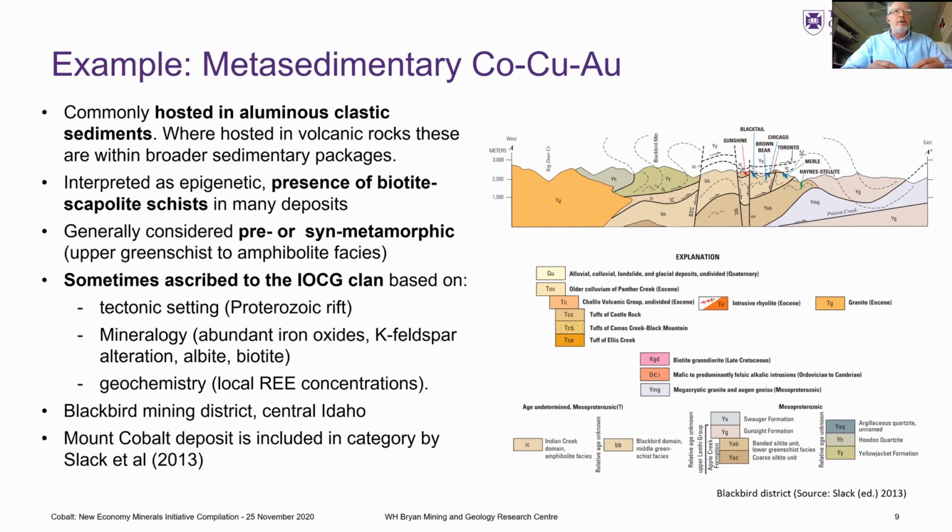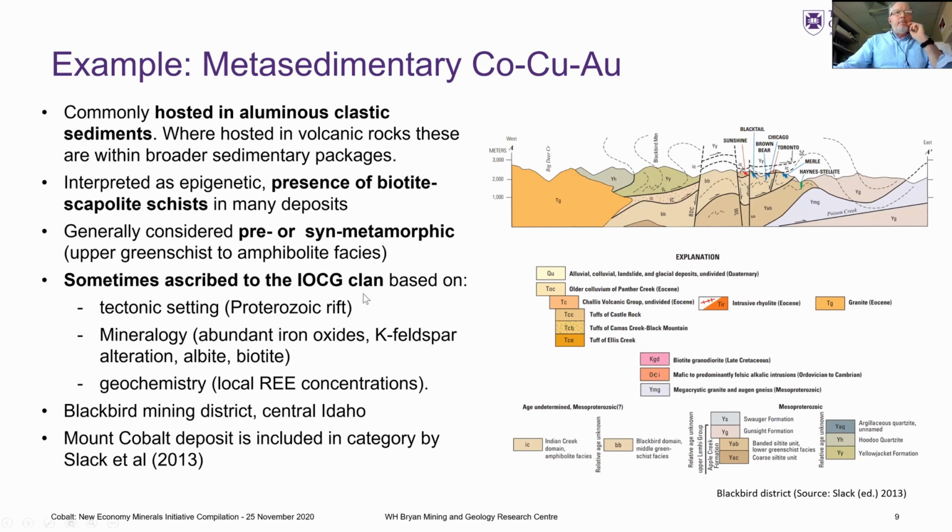They're an interesting bunch of deposits. They're commonly hosted in aluminous clastic sediments. They're interpreted as epigenetic, and they have biotite scapolite schists in many deposits. They're generally considered pre or syn metamorphic deposits, which, when we're thinking about targeting, starts to cut down our time ranges in Queensland. You'll see that certainly on the East Coast, I've basically taken anything Jurassic or younger off the table simply because you're post-orogenic by that stage.